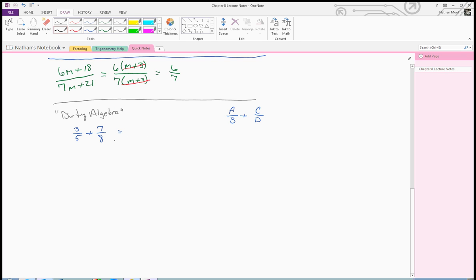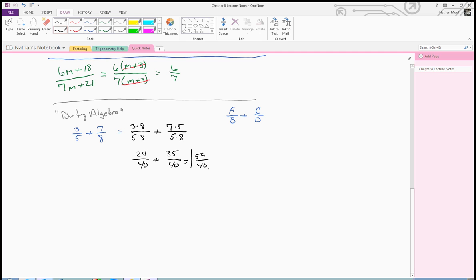So 5 times 8 will go on the bottom as the denominator. On the top, we will have 3 times 8 because of the way of getting the common denominator. It's just a shortcut of remembering. Then we bring our sign over, 7 times 5, over, again, 5 times 8. We go down here: 24 over 40 plus 35 over 40, which gives us 59 over 40.